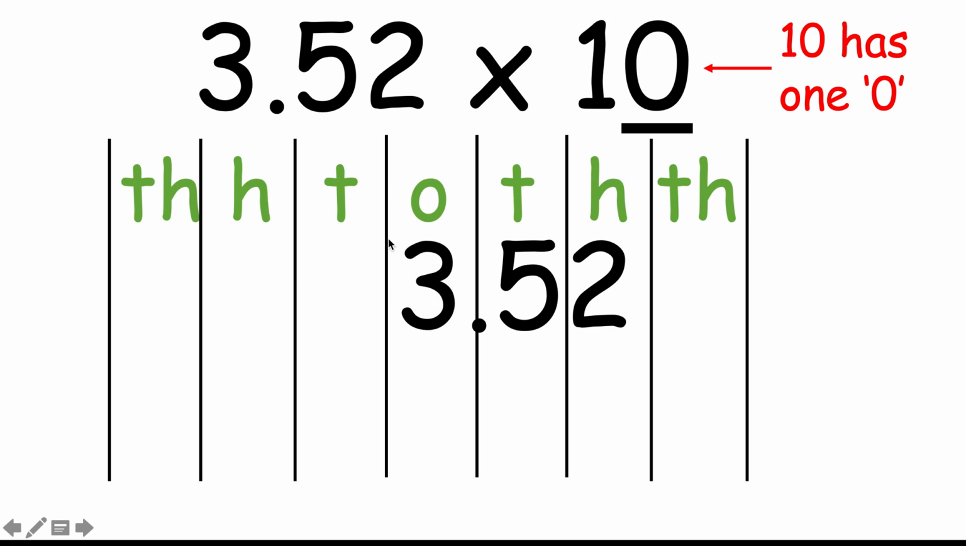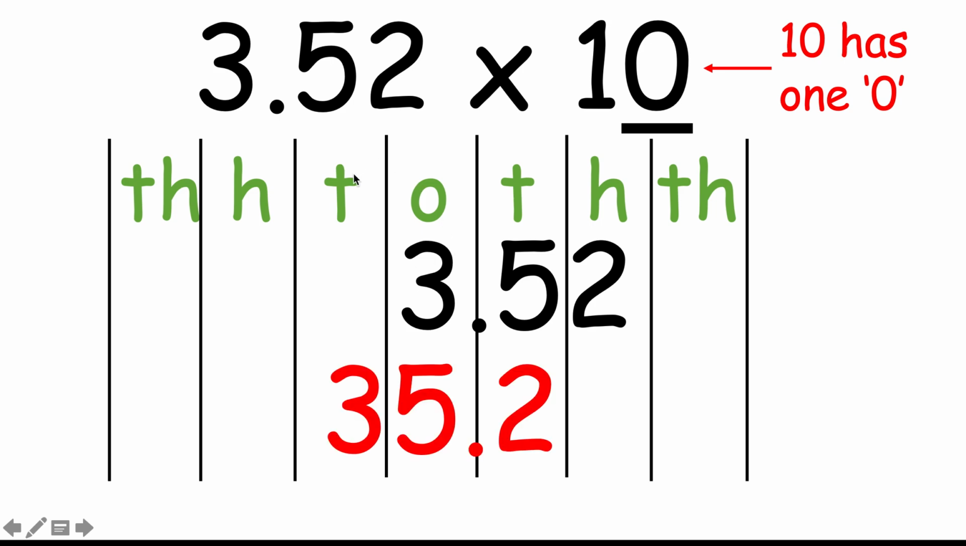So 3 ones becomes 3 tens. 5 tenths becomes 5 ones. Yeah, because if you multiply a tenth by 10, you get 1. You multiply 5 tenths, you get 5 ones. And 2 hundredths becomes 2 tenths. And if there's 1 zero, we move it 1 to the left. So it becomes 35.2. And notice the decimal point stays the same, right? Because if it didn't, it would just be 3.52. That would be the same. The decimal point stays in the same place.